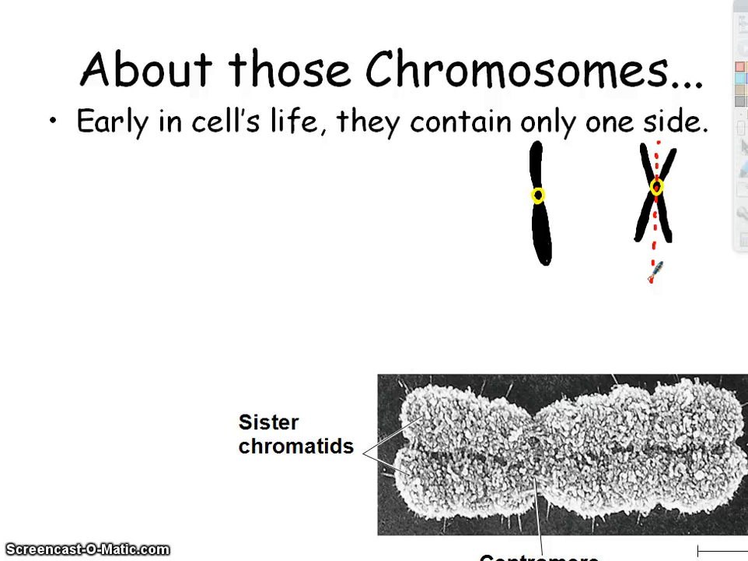Correct. First of all, cells that are never going to divide never make an extra copy of the DNA. But even so, the only time you would actually be able to see the X's physically is when the cell's dividing. Because if they're all coiled up into X's, then they're not doing anything else.